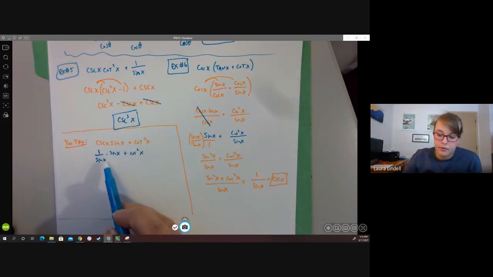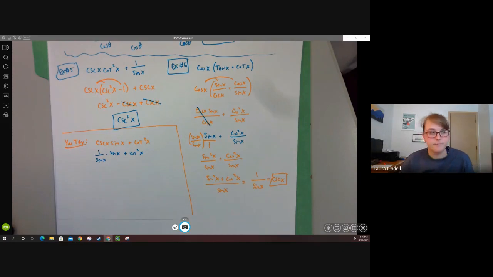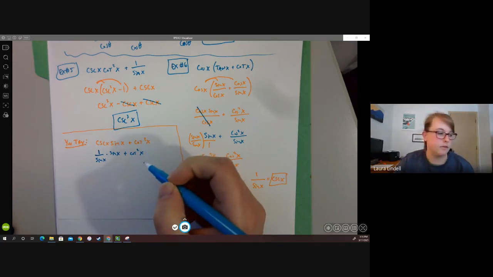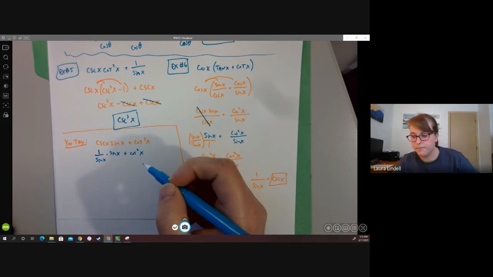If you started off with going 1 over sine instead of cosecant, that might be a good choice. Or if you replaced cotangent squared with cosecant squared minus 1, that would also work.